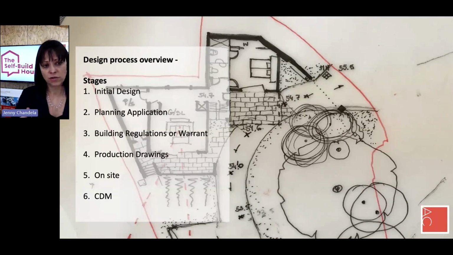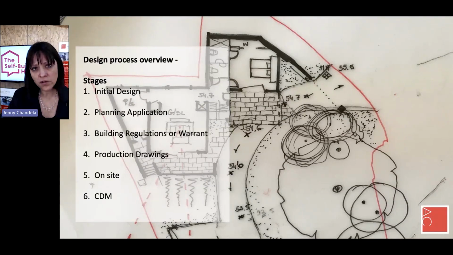So in general, when we are going through a design process, we go through it in stages. Many of you may be familiar with the RIBA stages of work. This is a similar approach. We've modified our stages somewhat. They're still in line with RIBA, but we've modified the overall set of deliverables to be better suited to self-builders. So the two initial design stages focus on the planning and the concept: initial design and planning application.